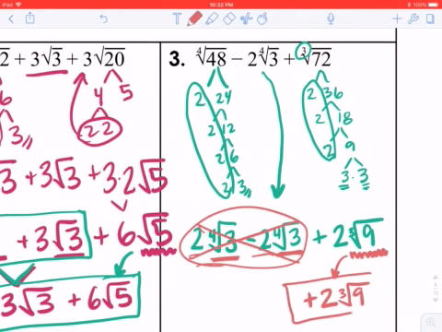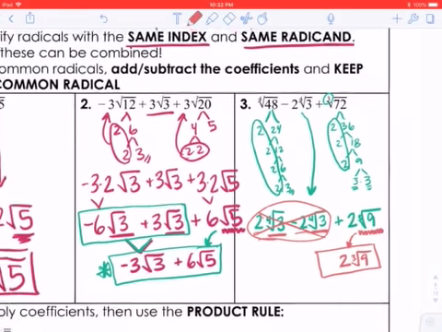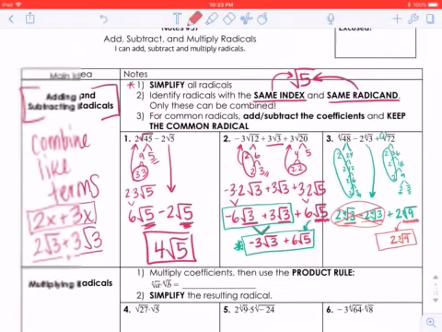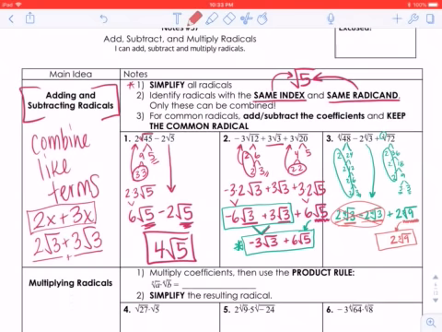So my answer just becomes this here. I don't really need that plus sign anymore, so I'll go ahead and erase that. And that's my answer. Right. So that is adding and subtracting. We just combine like terms and then move on from there.